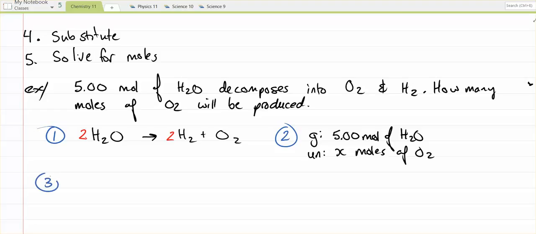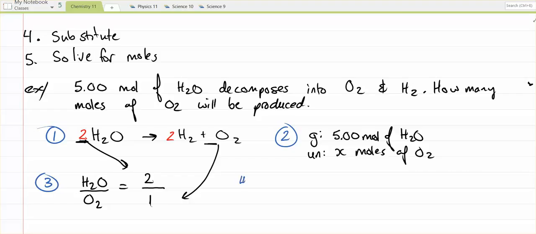So once we have that, I can write down my mole ratio. I'm going to write my given, H2O, my unknown, O2. And now we write the numbers from the coefficients. So this 2 right here is going to come down and be there, and this 1 in front here is going to come down there. Okay, so it's this number here and this number here. Even though it's invisible, that's where you put it.